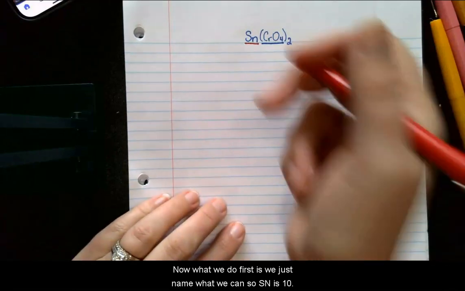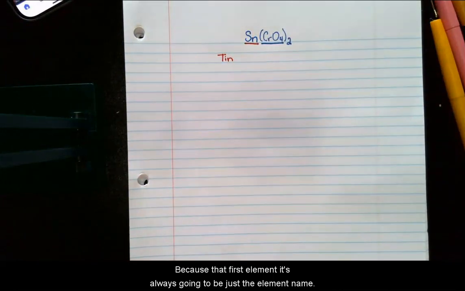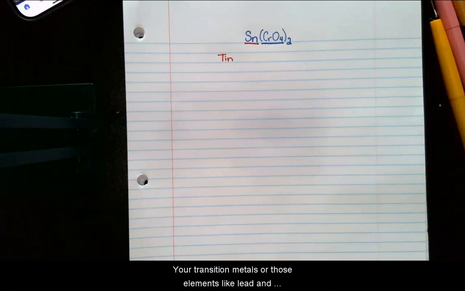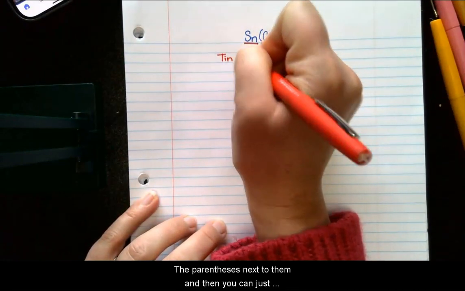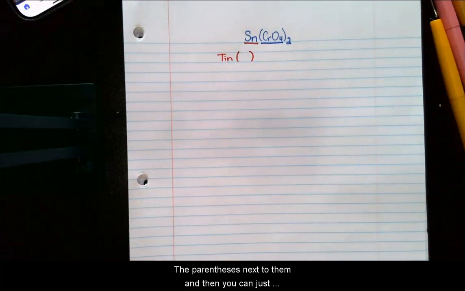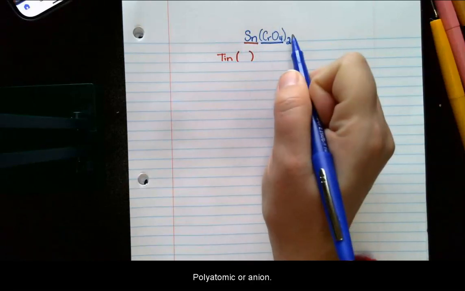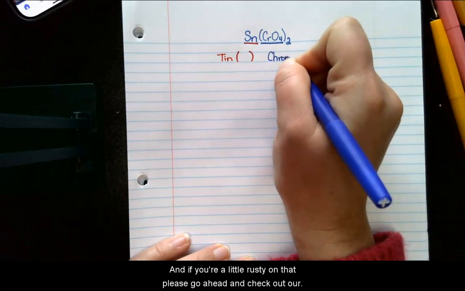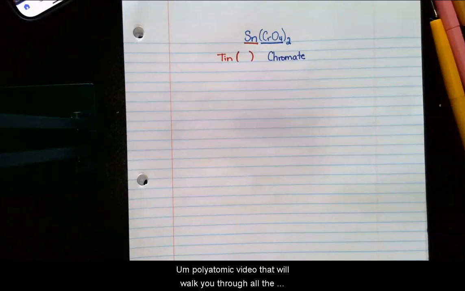Sn is tin, so we can just go ahead and name that, because the first element is always going to be just the element name. Then for your transition metals, or those elements like lead and tin that act like transition metals, you have to put the charge in Roman numerals in parentheses next to them. Then you can name the polyatomic or anion. CrO4 is chromate. If you're a little rusty on that, please check out our polyatomic video that will walk you through all the naming.